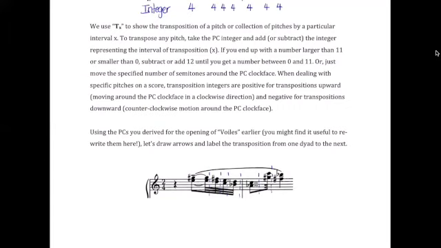Now, one thing I didn't mention yet is the transposition we just did on the clock face was a transposition upward. We moved clockwise around the clock face. It was T5, positive number. You can also go in the opposite direction, right? Just like normal transpositions, you can transpose upward, you can transpose downward. When you transpose downward, you are going to have a negative transposition number. So your transposition integer will be positive for upward transpositions and negative for downward transpositions.